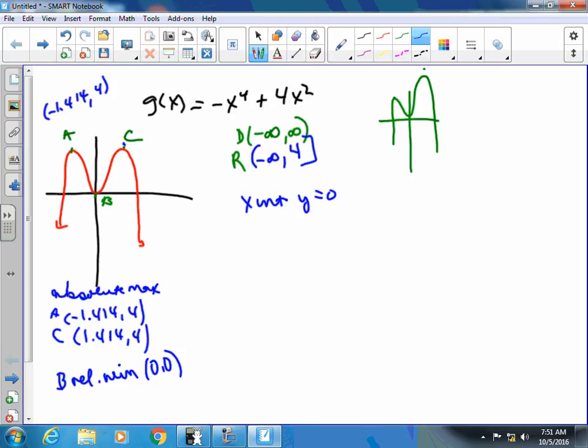Okay, let's do your intercepts. X-intercept is when y is equal to 0. Go back to the original equation and plug in a 0 for y. This has to be done algebraically. I know you can find it in the table, and you can confirm it in the table, but it has to be done algebraically. So we're going to factor this. What can you factor out of this? X squared. So this is going to give me a negative x squared plus 4. Here's your double root right here.